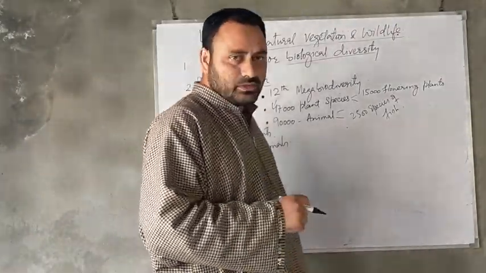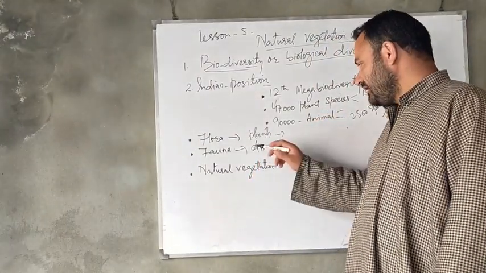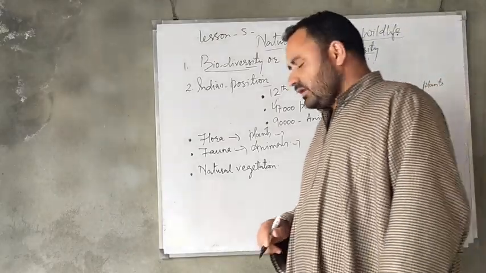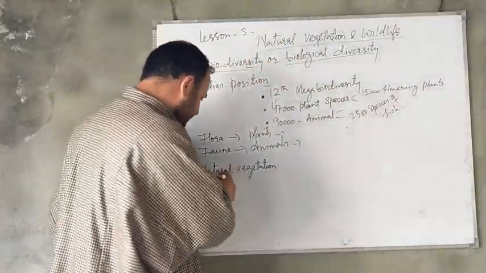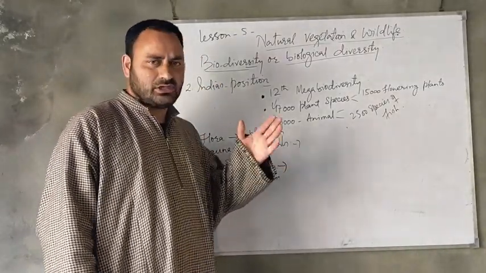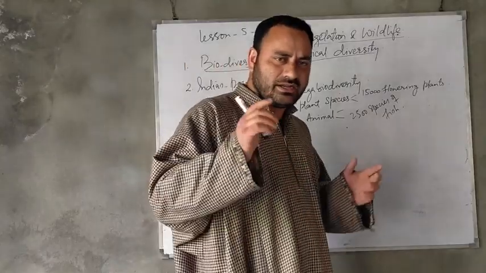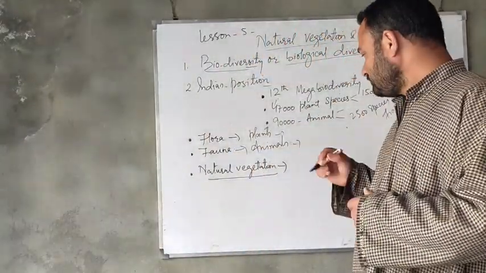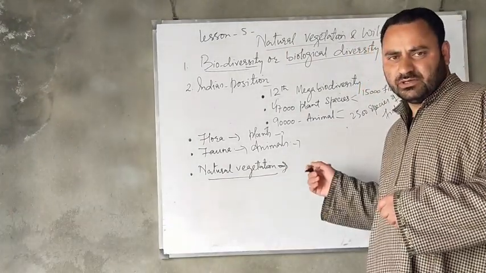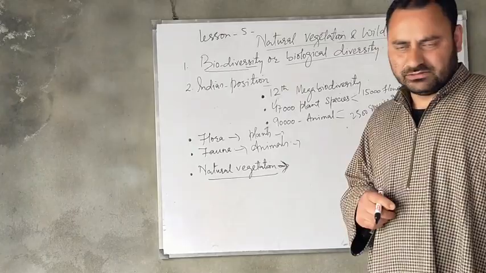Coming to flora and fauna, flora refers to the plant cover of a particular area, and similarly fauna refers to the animals that live in a particular area. Now coming to natural vegetation. Natural vegetation refers to the plant community or the plant cover of a particular area that has been left undisturbed or that has grown without the aid of human beings. If we look at this definition, that natural vegetation refers to the plant community that has grown on its own, we will see that India's vegetation has not remained natural in its real sense.